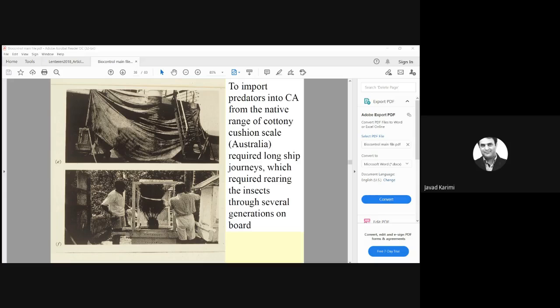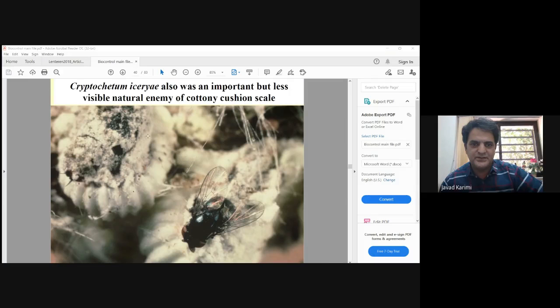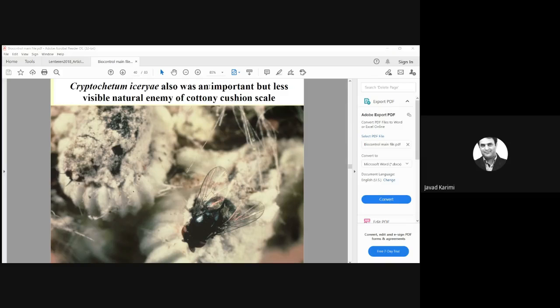And this is the ship of the insect from Australia to United States, transfer of cage, and finally the scientists transferred two insects, one beetle and one fly. This is the fly, tachinid fly, Cryptochaetum. Finally, this fly and that beetle successfully established and lowered the density of cotton scale. And this was a start point of biological control, classical biological control in the world.